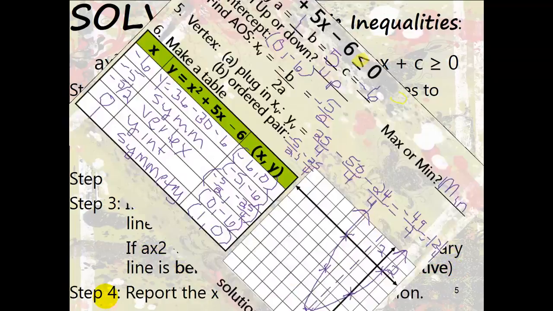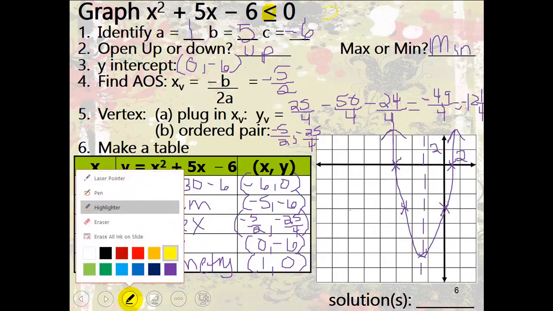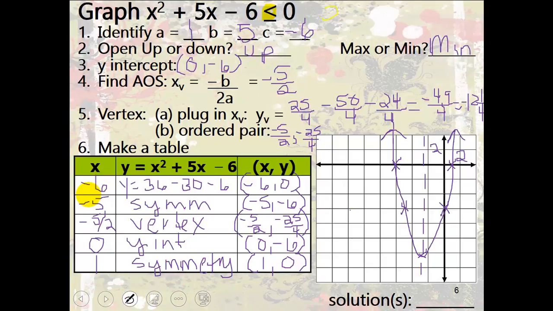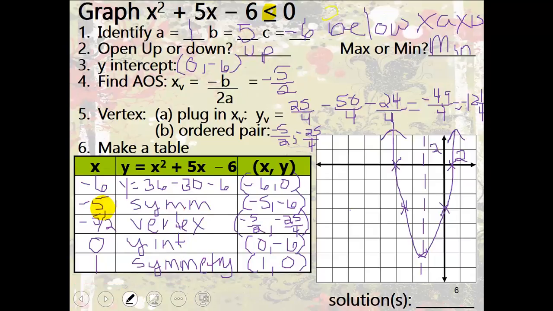So I've done a lot of this one for you. If we look here, this is a less than, so we are actually going to be looking for where the graph is below the x-axis. Okay, so here is my x-axis. Where's my graph below that? Well, it's here and here, right? This is where it's below. Now we have to figure out what those x values are.